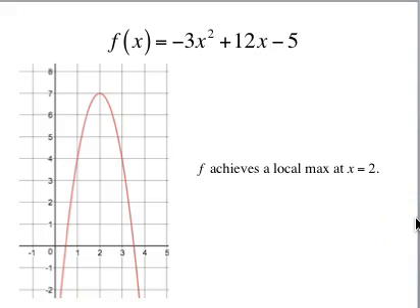We can look at the actual function. Looks like this. F of x is negative 3x squared plus 12x minus 5. Indeed, you can see that that function achieves a local maximum at x equals 2. You can also see that it's concave down everywhere, in which case we're going to have a local maximum.